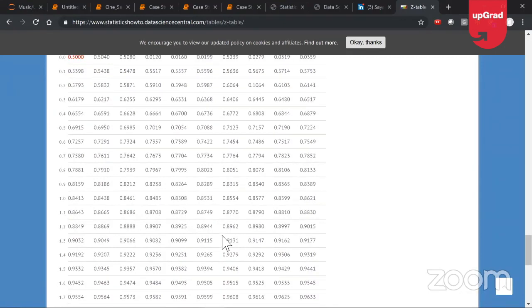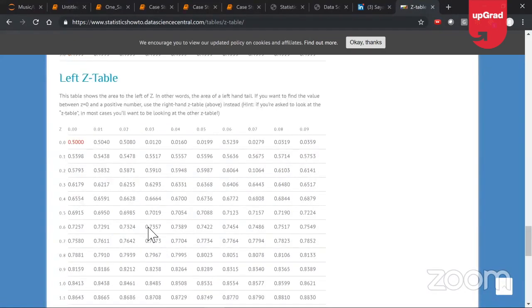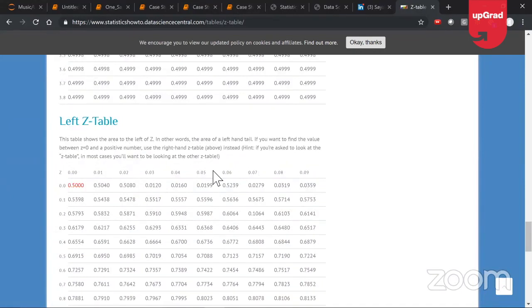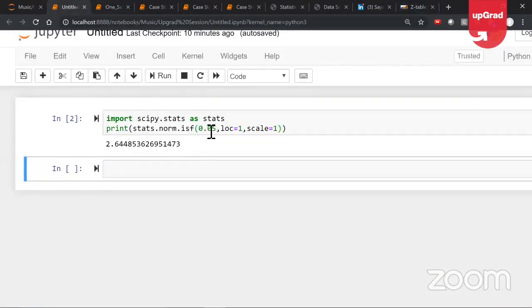So 5% on the right-hand side means 95% on the left-hand side. So 95% will be around this range. All right. So, left Z table, right? We come back. This is 0.05.